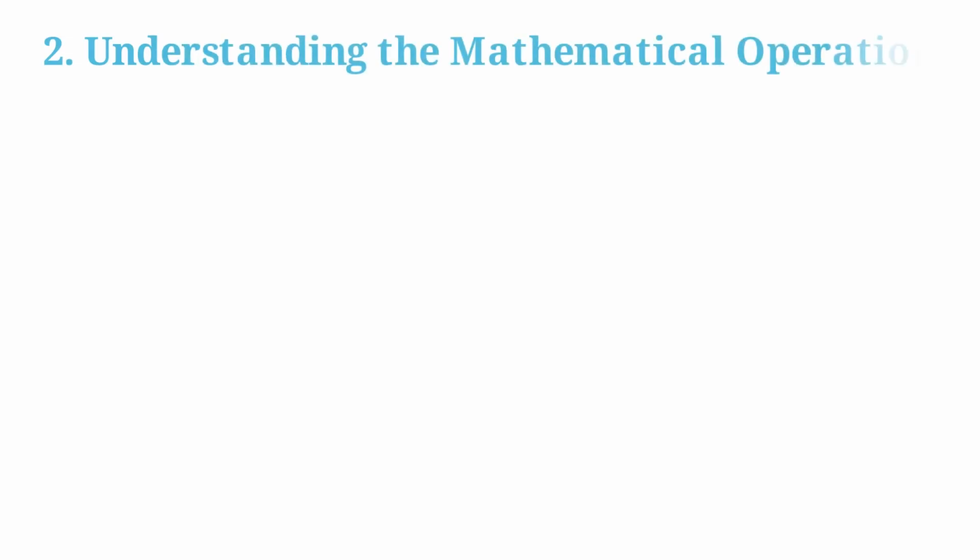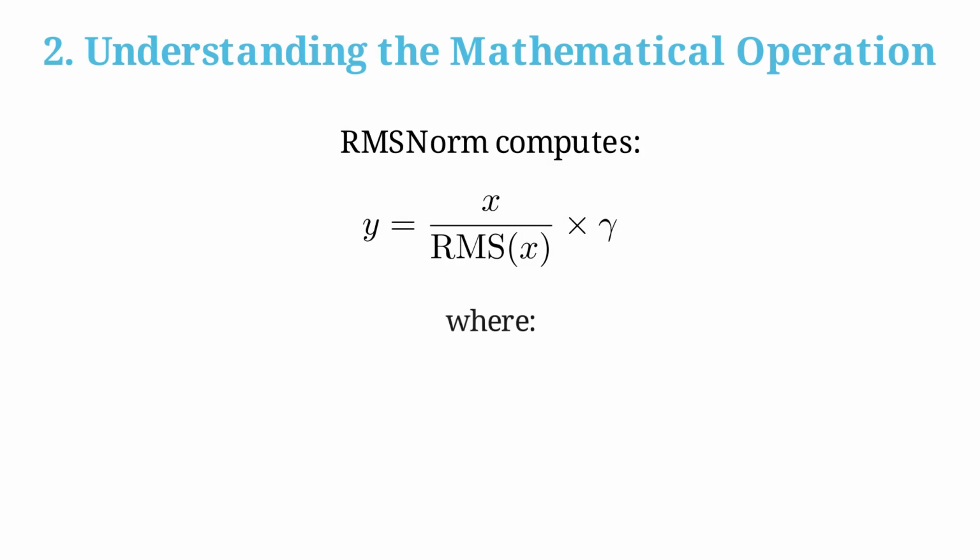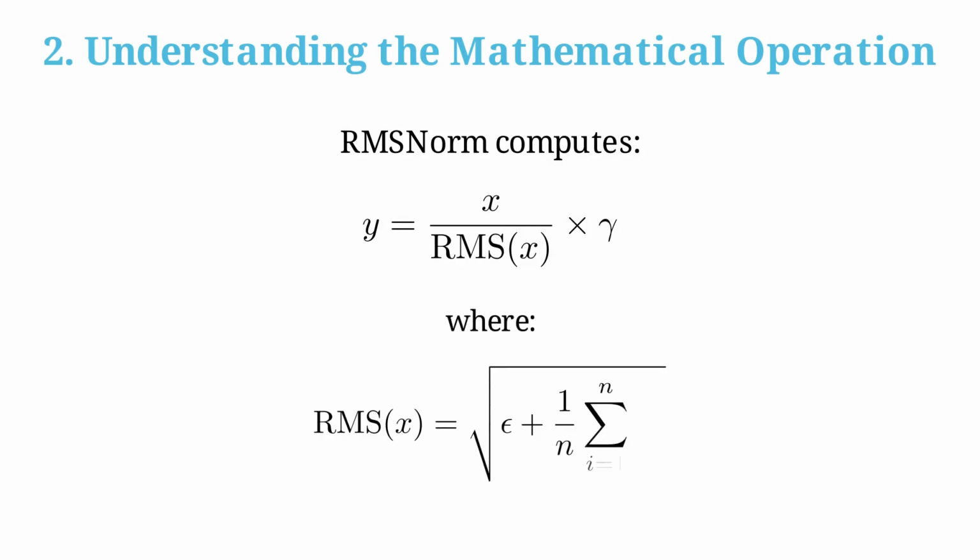Now let's dive deeper into understanding the mathematical operation behind RMSNorm. The formula shows that we divide the input by its RMS value and then multiply by a learnable scale parameter gamma. The RMS, or root mean square, is calculated as the square root of the mean of squared values plus a small epsilon for numerical stability.